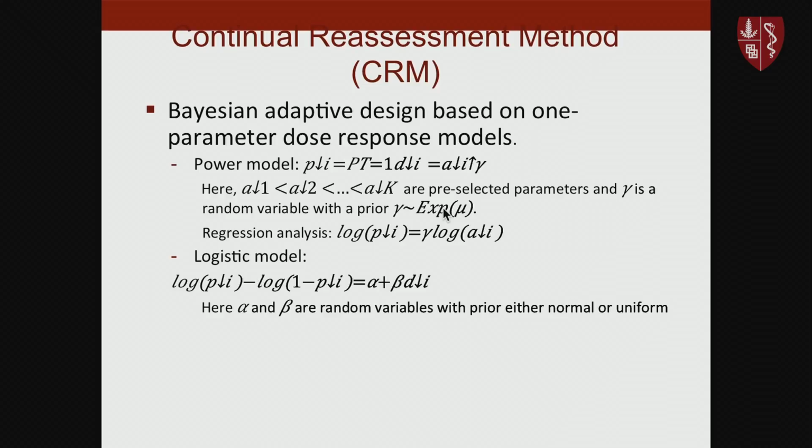The other way that we do is logistic. Basically you get the logit, which is the log of pi divided by 1 minus pi, so the log of the odds, which is a linear function of the dose. In this model the unknown parameters are 2: one is the intercept, alpha, and the other is the regression coefficient, beta. So these 2 are random variables.